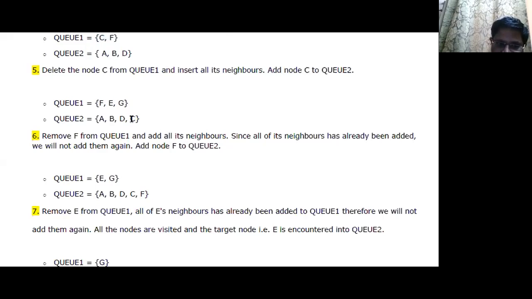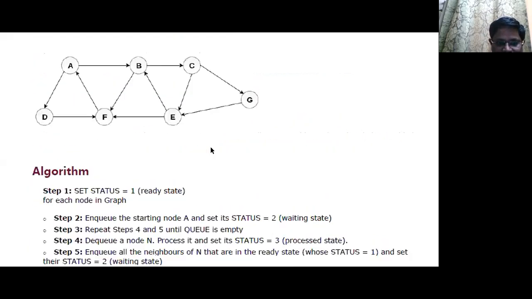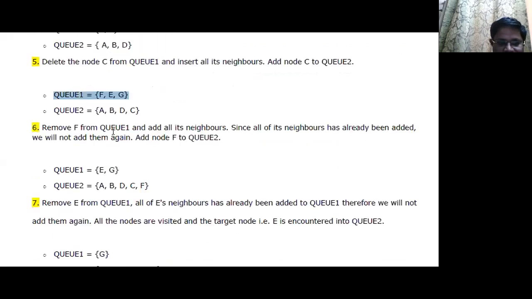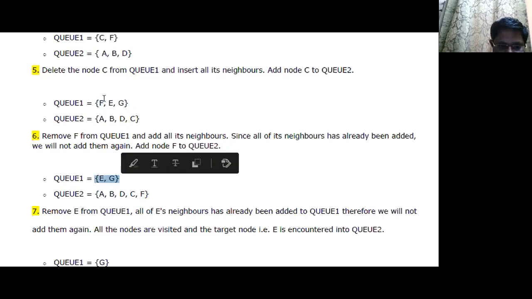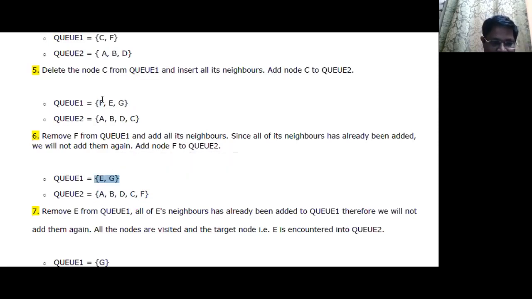After this, the next step is again to remove the element from Q1, and here the element is F. So remove F from Q1 and add it to Q2 and add all the neighbors of F to Q1. How many neighbors of F are there? Again, we have to check the graph. Node F has only one neighbor, that is A, and since we have already added A, there is no need to insert any node into Q1. Simply remove F from Q1 and move it to Q2. So this is the next step: F is added to Q2 and Q1 remains E and G.